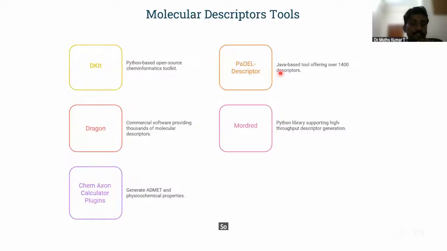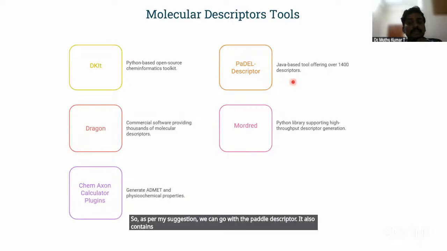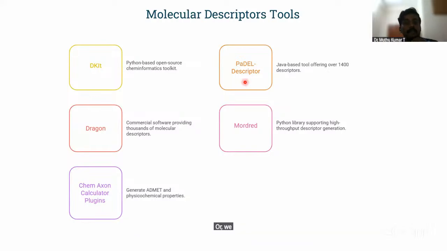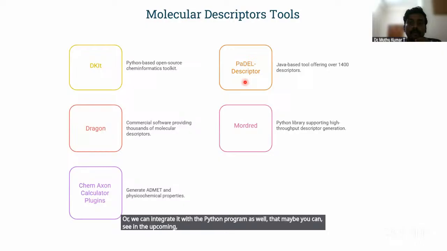As per my suggestion, we can go with the PaDEL descriptor. It also contains 1400 descriptors, different kinds like 1D, 2D, 3D descriptors. It is a Java-based program. We can install it or we can integrate it with a Python program as well. Maybe you can see that in the upcoming program.